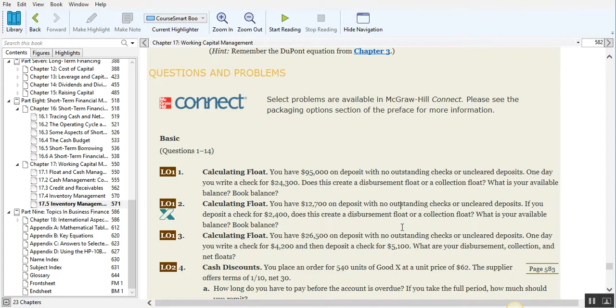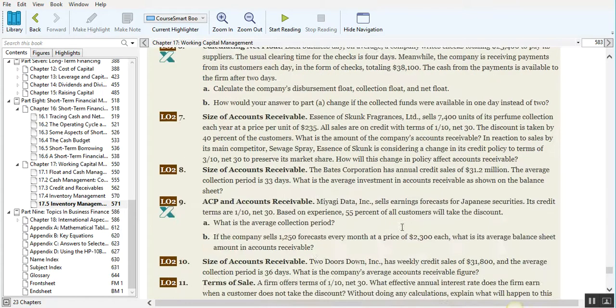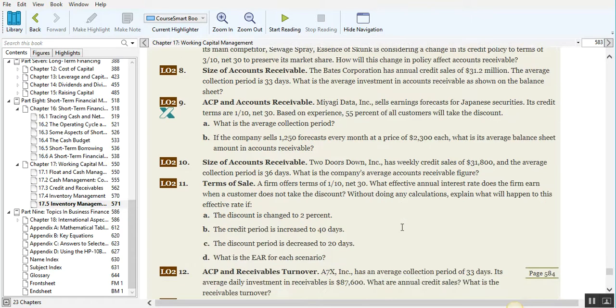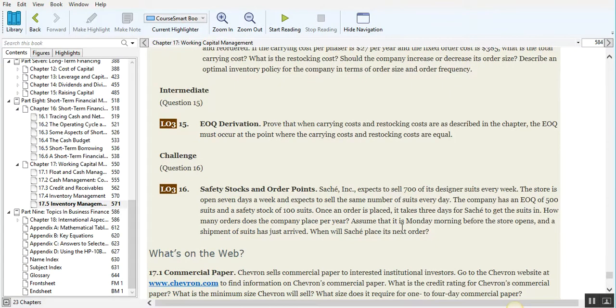And then with number 10, you're going to get into dealing with the size of accounts receivable. You have weekly credit sales and average collection period. What is their average accounts receivable number? You can calculate that if you know how to calculate receivables turnover and that sort of thing. Then you wind up with number 16, which is safety stocks and order points, the last thing we talked about.